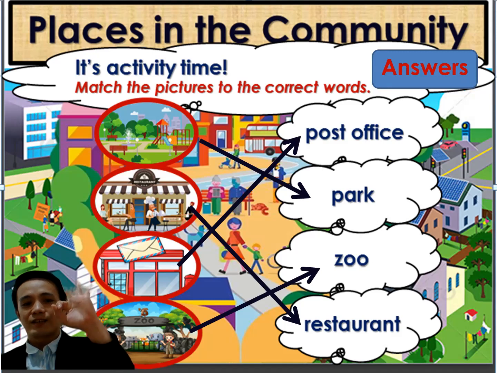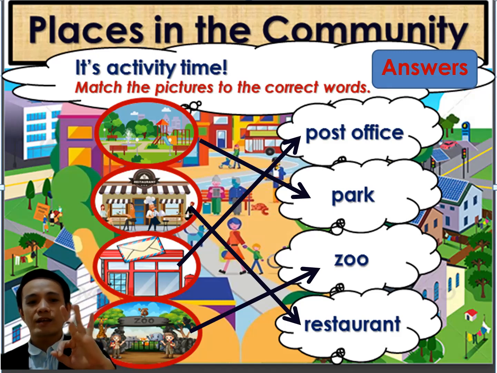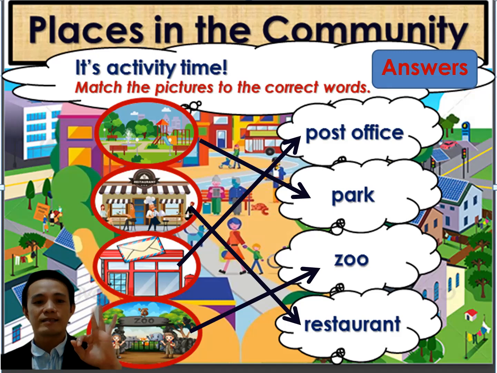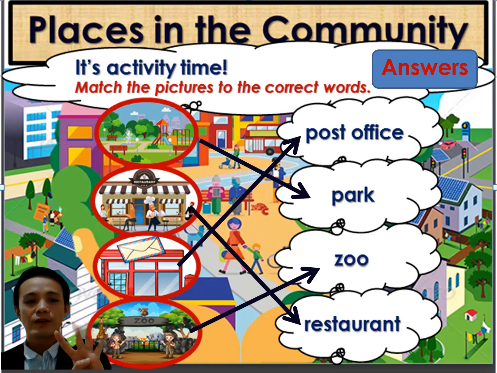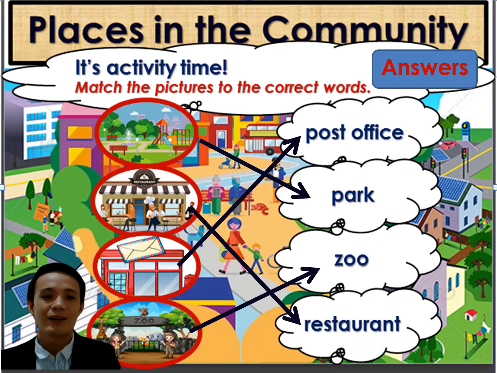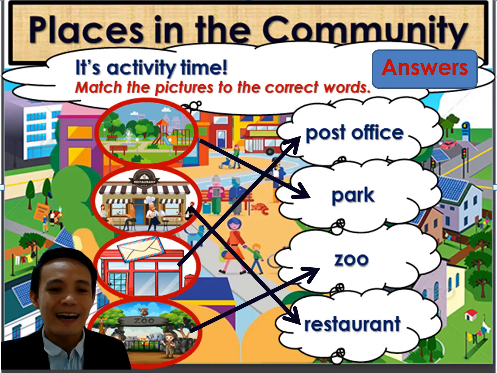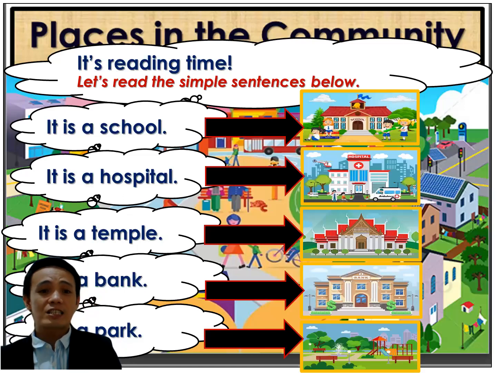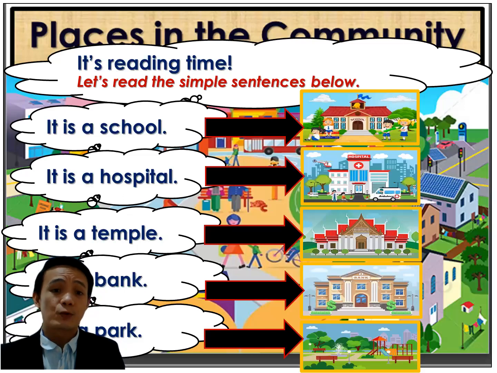The third picture is the post office. And the fourth picture is the zoo. All right. Did you get that? Very good.